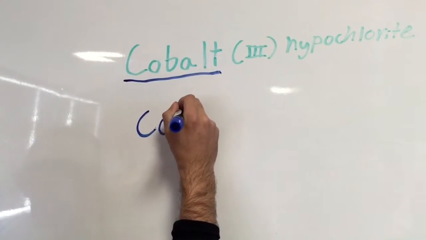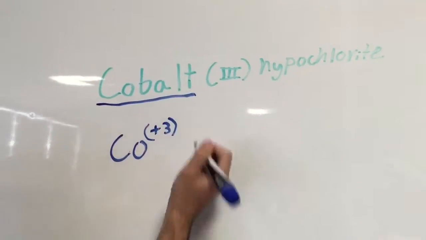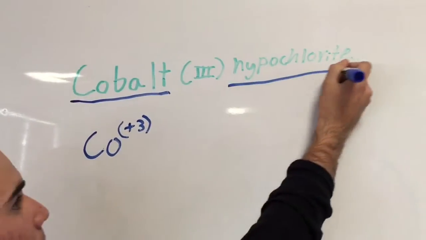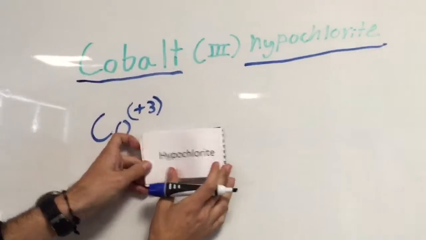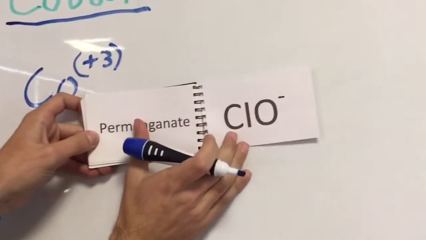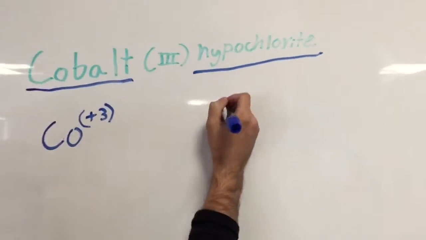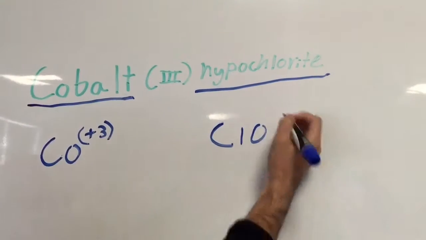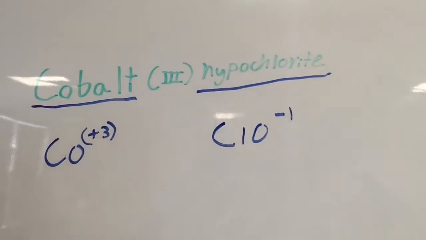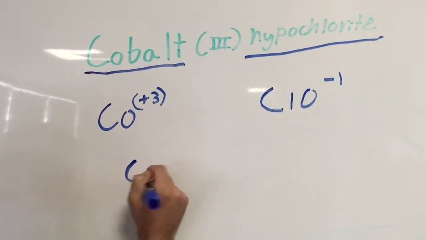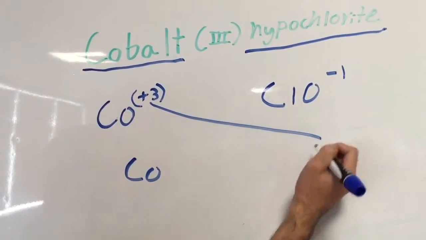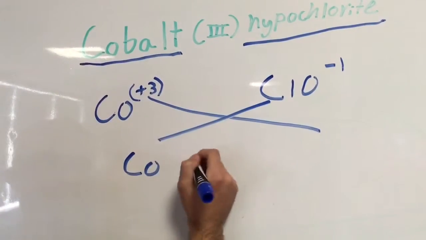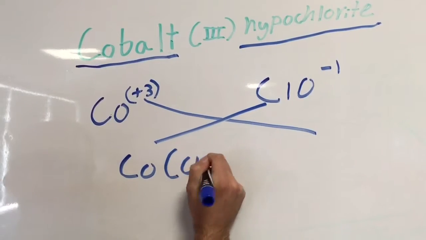Cobalt has a charge of positive 3 because it's given to you in the question. And hypochlorite has a charge of negative 1. Now he exchanges the numbers just like the other example.